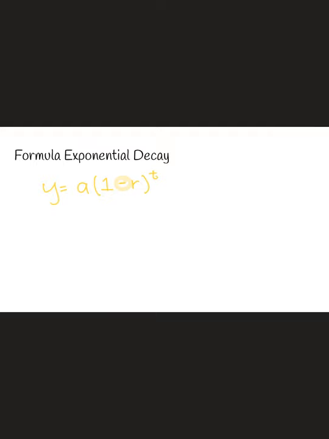All the same important information that we need. We need A, we need R, and we need T. We need the initial amount. We need the rate as a decimal. And we need the time. Still an art to solve exponential decay formulas or problems.